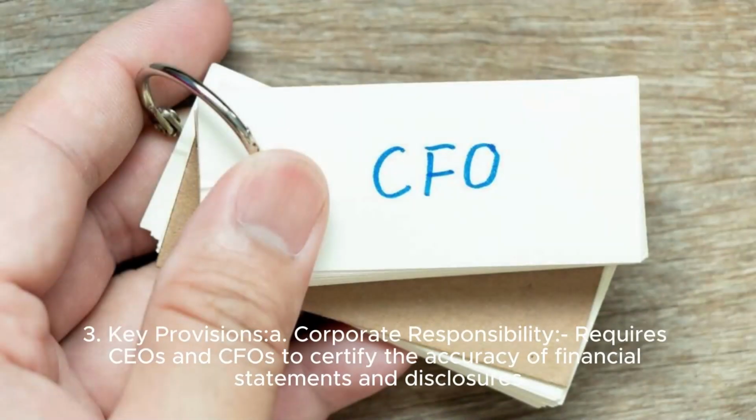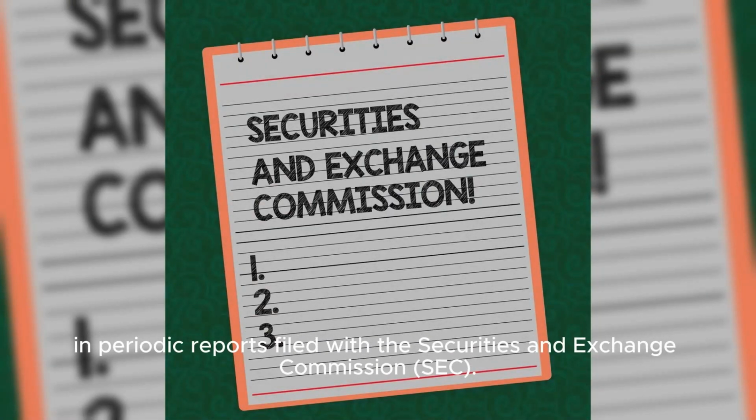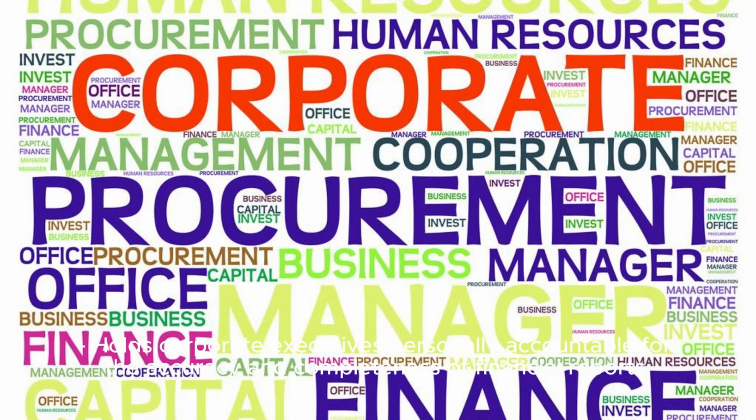3. Key provisions. A. Corporate responsibility. Requires CEOs and CFOs to certify the accuracy of financial statements and disclosures in periodic reports filed with the Securities and Exchange Commission (SEC). Holds corporate executives personally accountable for the accuracy and completeness of financial reports.